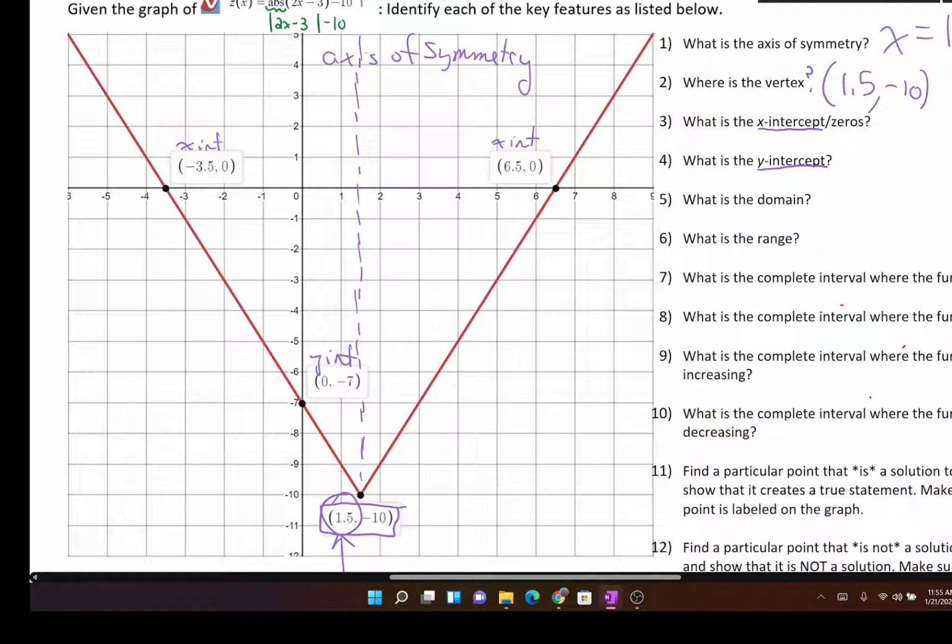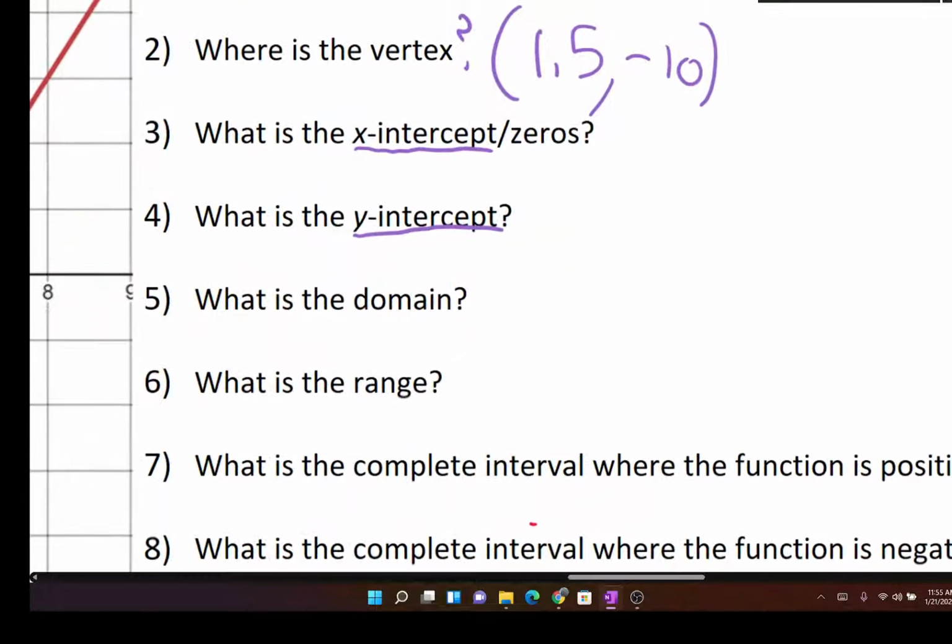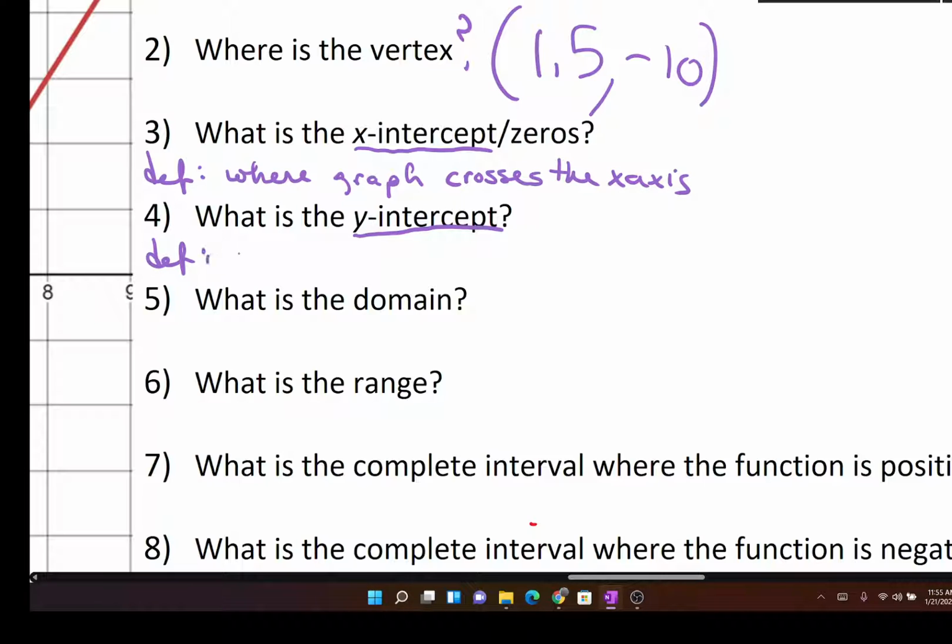But if you didn't get a chance to learn this before, let me just throw down the definition for you. Ready? The definition is where the graph crosses the x-axis, okay? And this definition is where the graph crosses the y-axis.